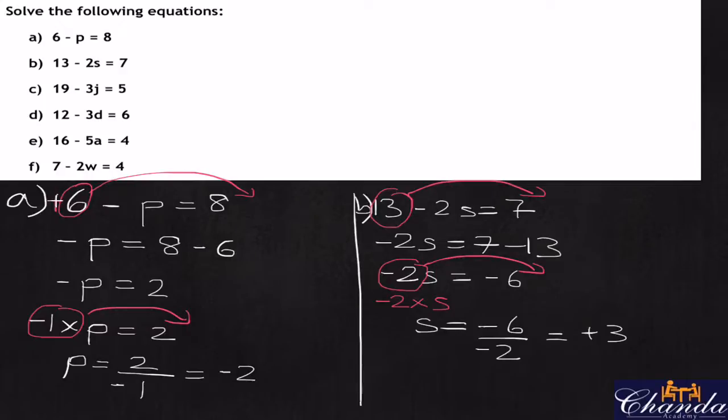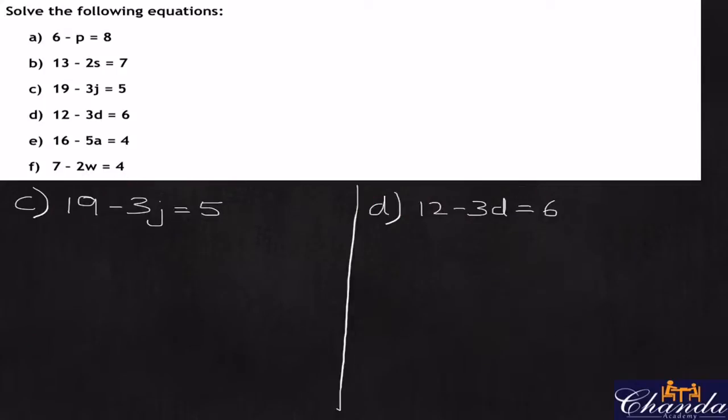All right, now let's have a look at parts C and D. So we have C: 19 minus 3j is equal to 5. So let's take the 19 over to the other side, and that turns it into negative 3j is equal to 5 minus 19. So that makes it into negative 3j is equal to 5 minus 19, which is negative 14.